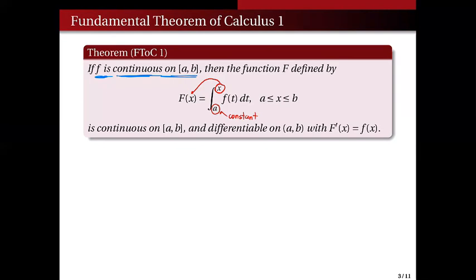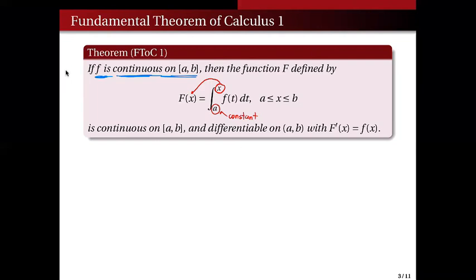You can replace them with other variables, but not x. So you can replace this with s or z or y, any other variable except for x. If you have a variable as a limit of integration, either here or here, the variable inside should not be x. It should not be the same as the variables you put as limits of integration.